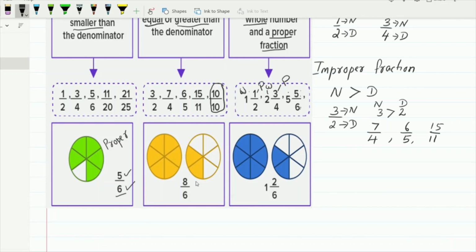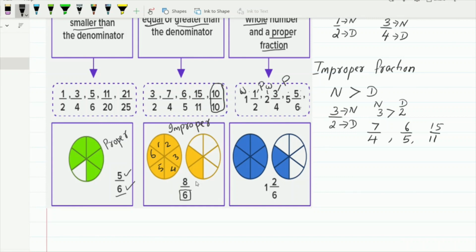Now we can go to improper fraction. In improper fraction we have to use two figures, because in an improper fraction the numerator is greater than the denominator. Here it is given 8 by 6. 6 is the denominator. So whenever you get an improper fraction, you have to divide the figure into equal parts, as many parts as given in the denominator. That is, the figure is divided into 6 parts: 1, 2, 3, 4, 5 and 6 parts.